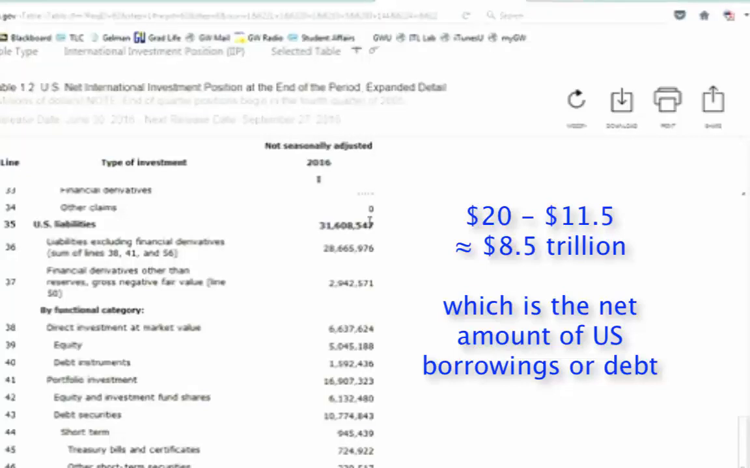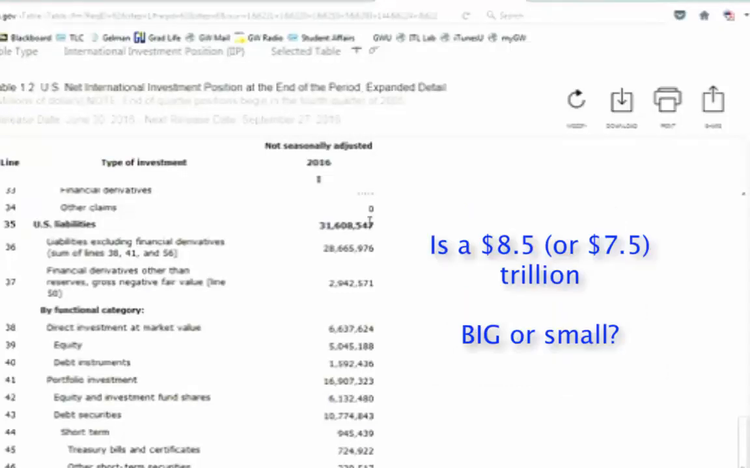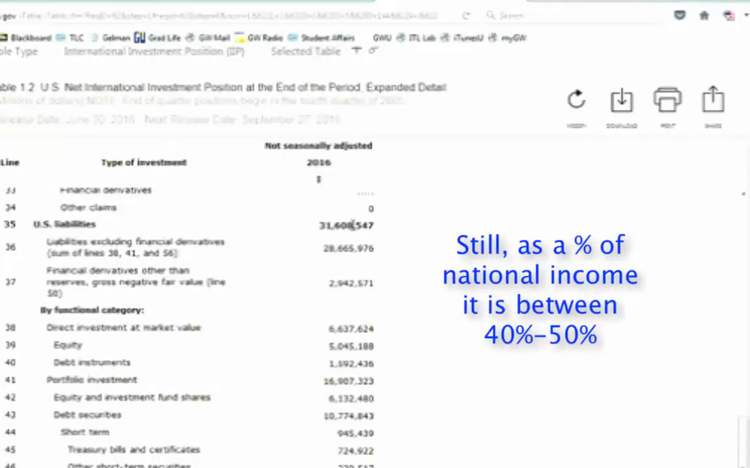Now, 7.5 trillion, is that a big number or a small number? Kind of big, right? $7.5 trillion. On the other hand, we've got to put it in perspective. And the way to put it in perspective, as we've done before, is to do it as a percentage of national income. It comes out to about what? 40-some percent, 41% of GNP. Maybe it's a little bit higher because the borrowings are a little bit tilted higher. So maybe it's about 45% of GNP. It has to be paid back at some point in the future.